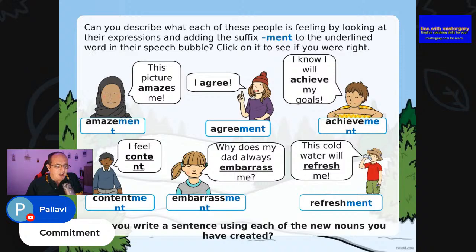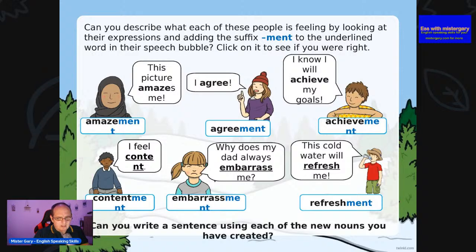Yes, this picture amazes me. Amaze becomes amazement. I agree. The lady in the hat, she is in agreement. I know I will achieve my goals. Achieve becomes achievement. I feel content. Now, content is another word for happy, isn't it? All right. She's very content with the job that she does.